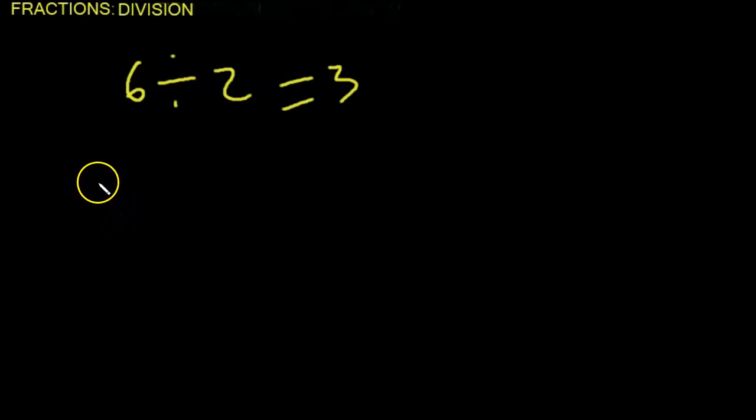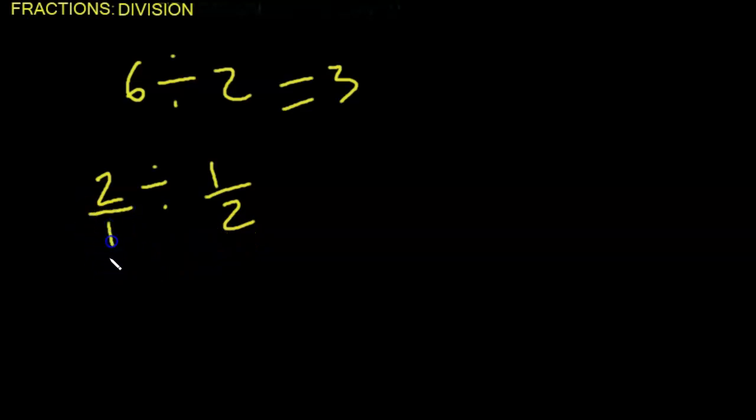So if I ask you what is 2 divided by, say, half, we're basically asking you how many times can you subtract half from 2. Let's say you have 2 cakes. How many halves can you get from those 2 cakes? You will guess correctly, 4.